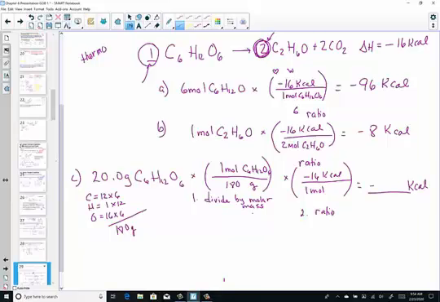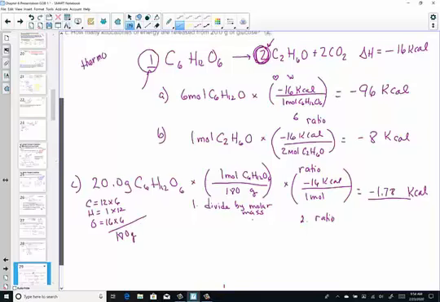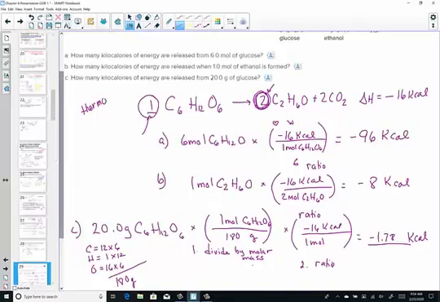20 divided by the molar mass of 180 times negative 16. And this gives me negative 1.78. Now I'm going back and saying this is good, 2 sig figs. And letter B should actually have 2 sig figs, so I'll do 8.0. And in letter C, we should actually have 3 sig figs, so I'm good there. Just considering that. 8.0 kcals for letter B would be the accurate sig fig answer.